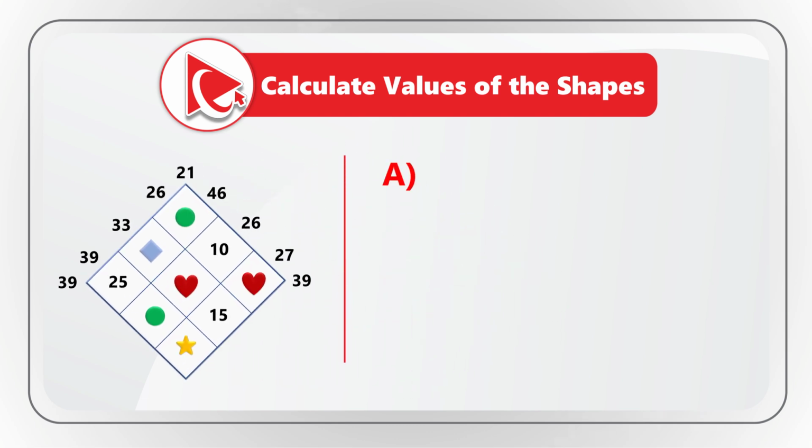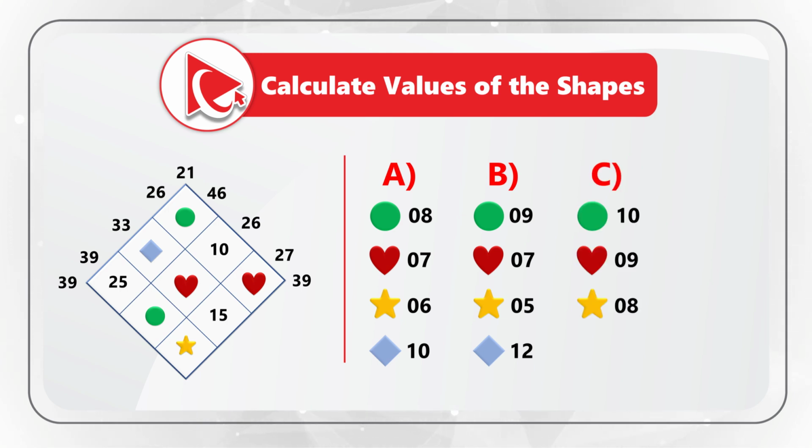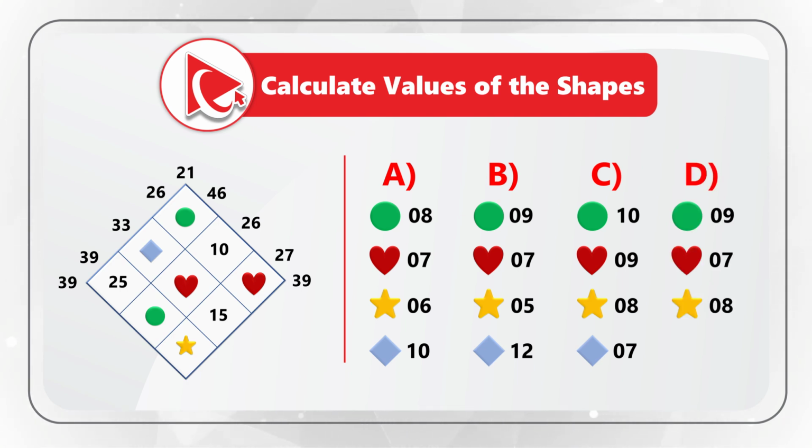For choice A, circle, heart, star, and the diamond would match 8, 7, 6, and 10. For choice B, the same shapes would match 9, 7, 5, and 12. For choice C, they would match 10, 9, 8, and 7. And if you choose choice D, the answers would be 9, 7, 8, and 10.